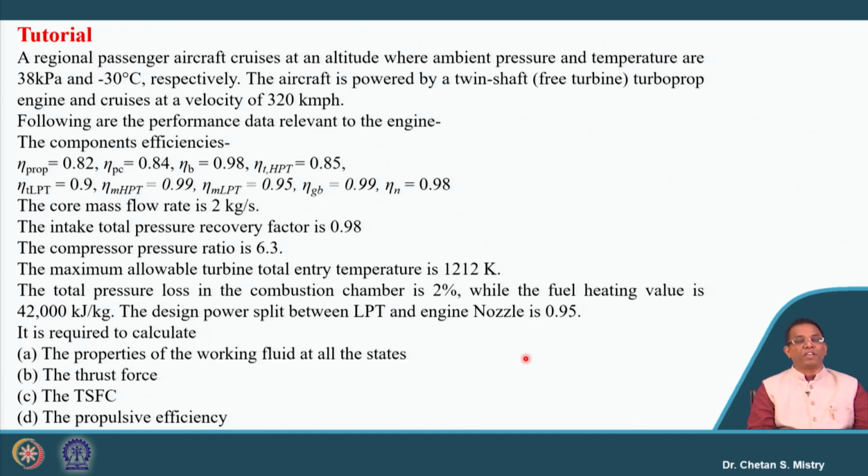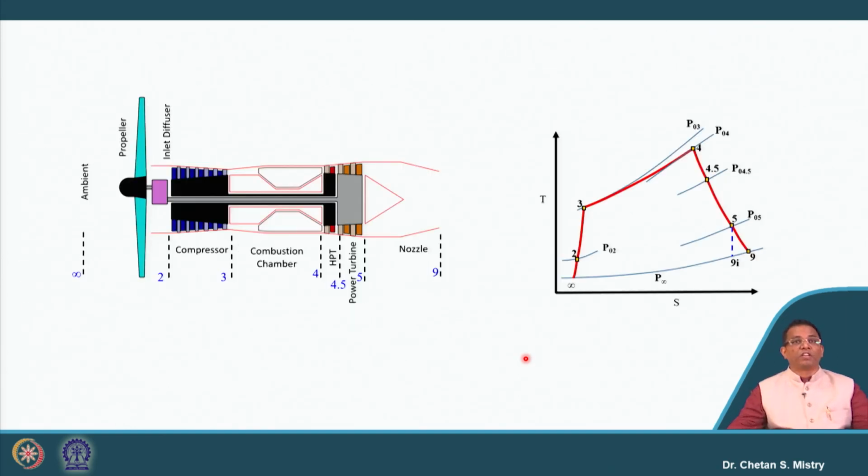Same way, the maximum turbine entry temperature is given, the calorific value of the fuel is given, and the power split, that is alpha, is given as 0.95. We want to calculate the performance parameters of this engine. Based on this configuration we can plot the line diagram and put different stations here. This is what we discussed in our last lecture also.